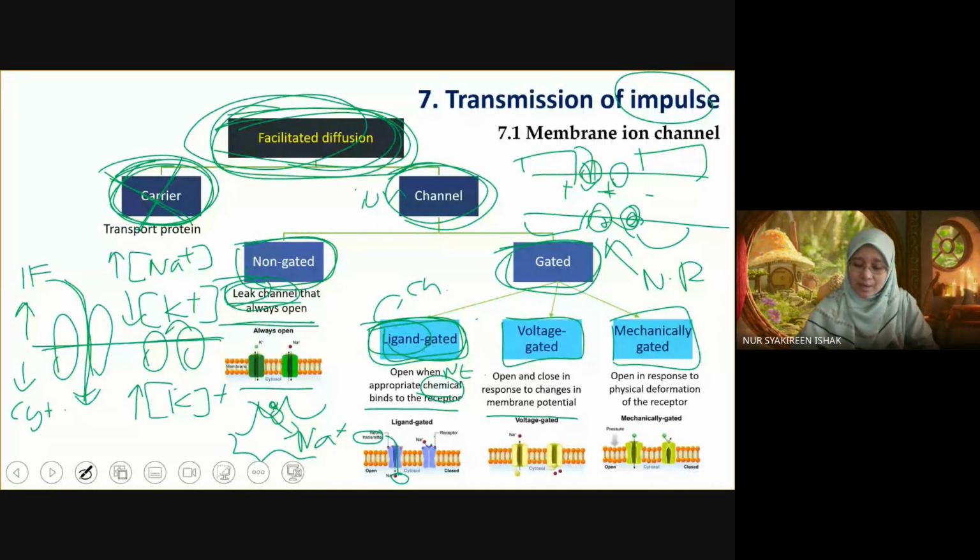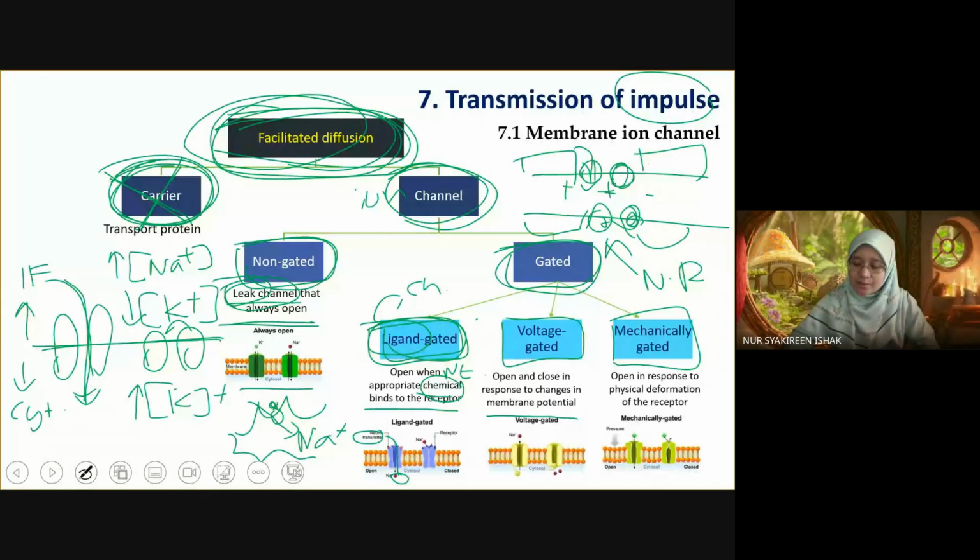Vice versa, kalau ini adalah potassium, when the potassium channel opens, it causes potassium to diffuse out. Yang ini kita akan tengok nanti. Sifat sodium, sodium ion akan sentiasa nak masuk dalam neuron, tapi potassium sifat dia sentiasa nak keluar. And the movement of sodium and potassium in and out of the cell is down the concentration gradient. It is facilitated diffusion.